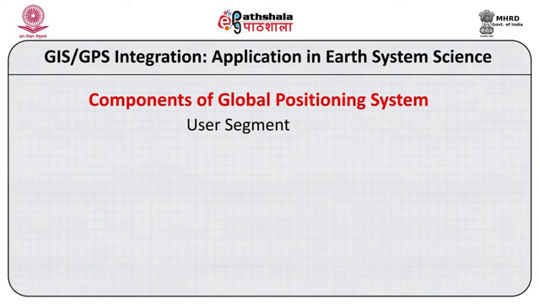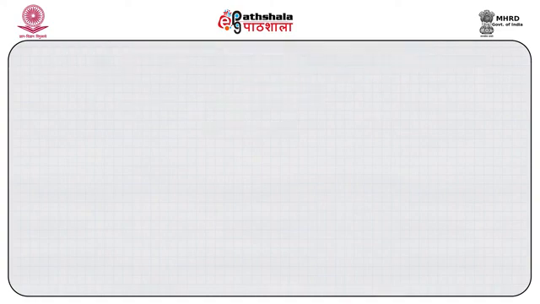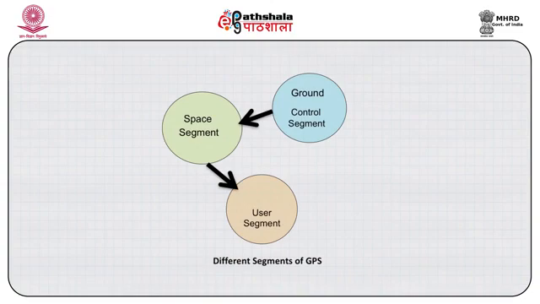An appropriate GPS receiver is required to use the GPS signals for navigation and specific positioning. Figure 6 explains the 3 segments of GPS.